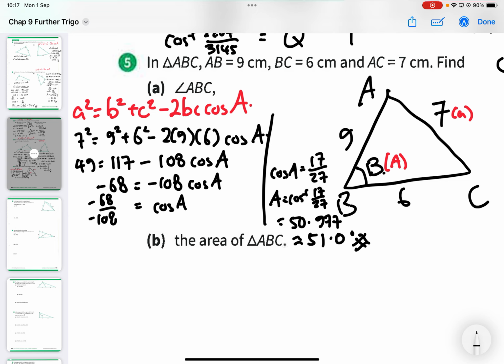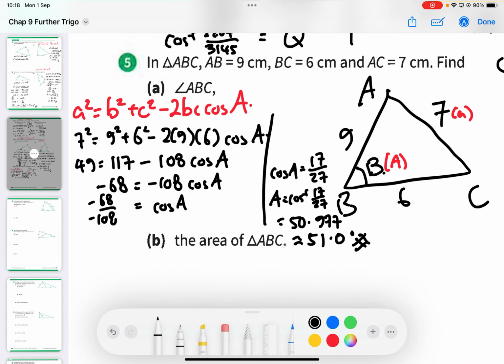Okay, so use your cosine rule, you should get this angle is 51. After you get this angle is 51, when I want to find the area, I don't have 90 degrees. So my option will be half AB sine C.